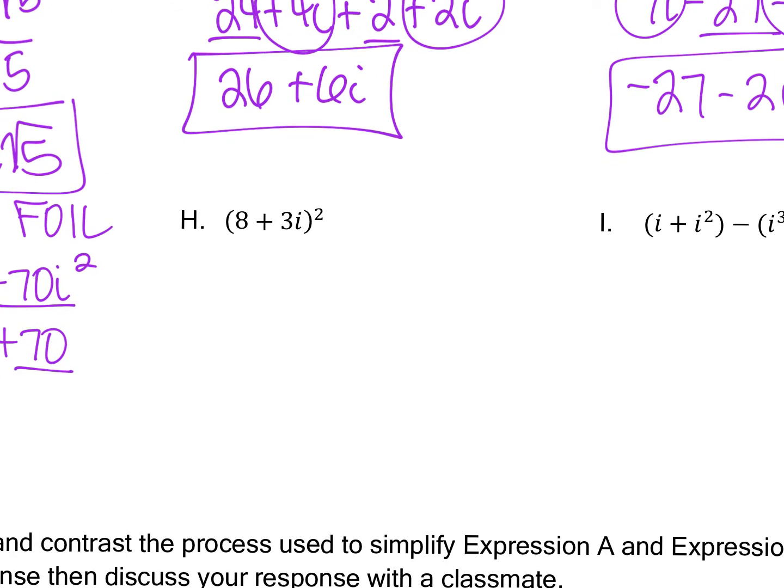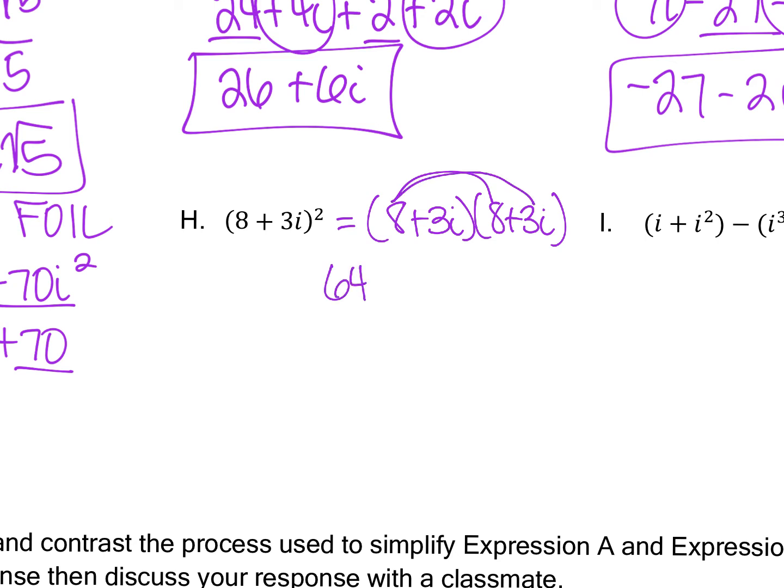All right, H, we're squaring. So remember when we square, we multiply it by itself. So I want you to write it out. And we're going to use FOIL again because this is a binomial times a binomial. 8 times 8, 64. 8 times 3i is 24i. Same thing, 24i. And then 3i times 3i is 9i squared.